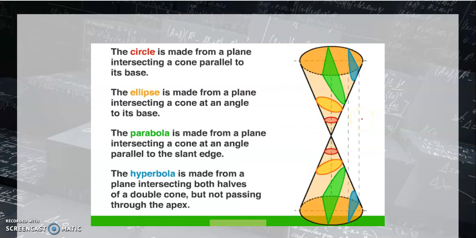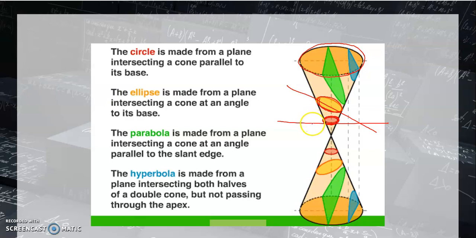The circle is made from a plane intersecting a cone parallel to its base. So meaning to say, if this is your base, when you slice your cone parallel to the base, you can derive a circle out of it. If it's an ellipse, it is made from a plane intersecting a cone at an angle to its base. So given an angle here, if you see this section, it will form an ellipse.